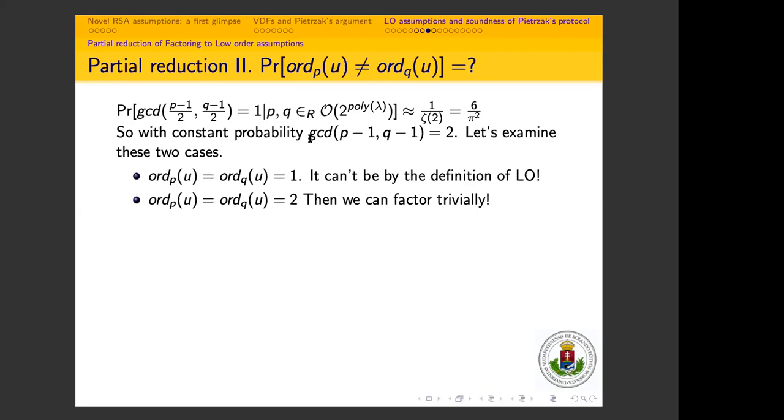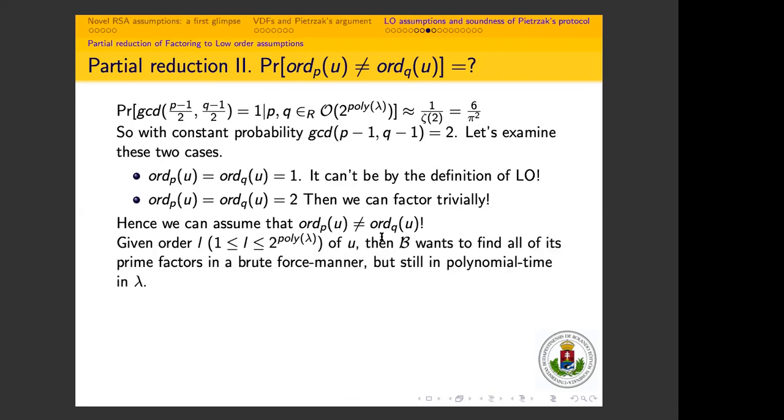So with constant probability, for random prime factors, this GCD equals 2. Let's examine these two cases. Order PU and order QU cannot be 1 at the same time, by the definition of the low order. And if it's 2, then we can factor trivially. It's like I think every kid knows, even in kindergarten. To show this is homework, or you can read it in our paper, but it's a standard fact. So we can assume that with constant probability, the order of PU and the order of QU are different.